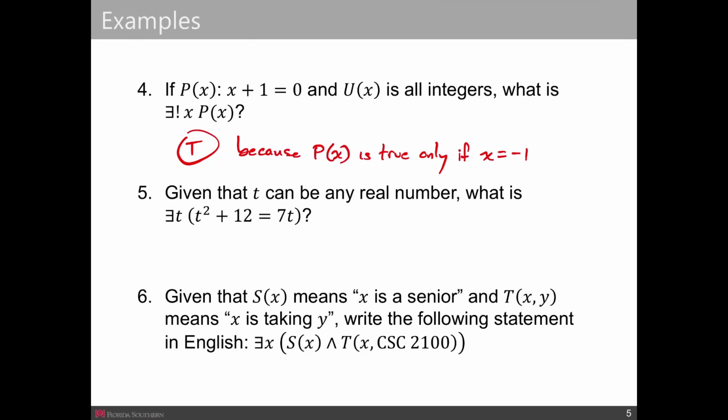Notice if we change the domain instead of all integers and we said all positive integers, this would now be false because there aren't any positive integers that make the expression x plus 1 equals 0. So therefore, there's definitely not only one.